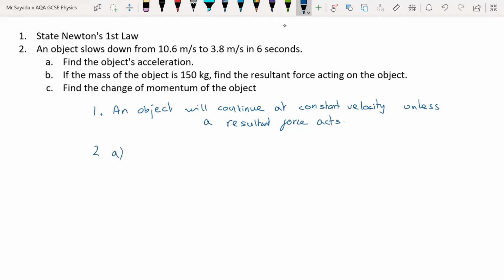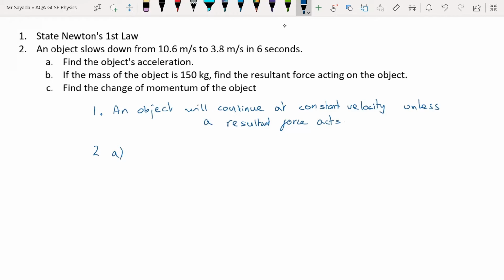So finding acceleration, that uses a is change in velocity over time. So we use v minus u over t. So v is the final velocity, which is 3.8. u is the initial velocity, which is 10.6. And the time is 6. You're always allowed to use a calculator in physics.